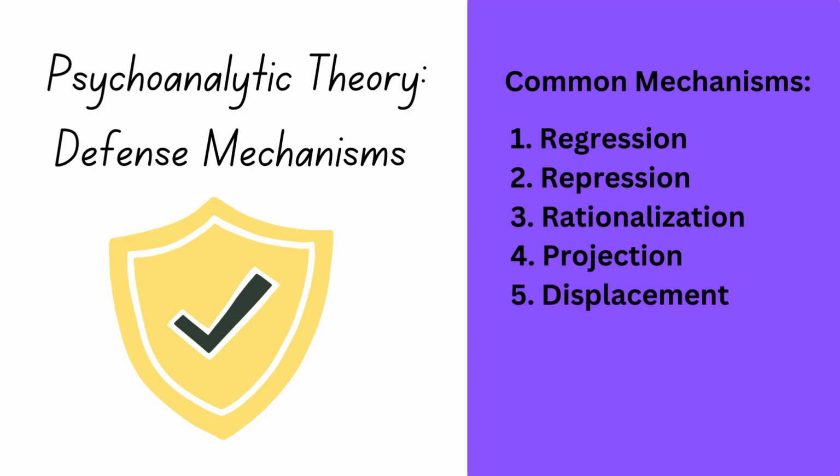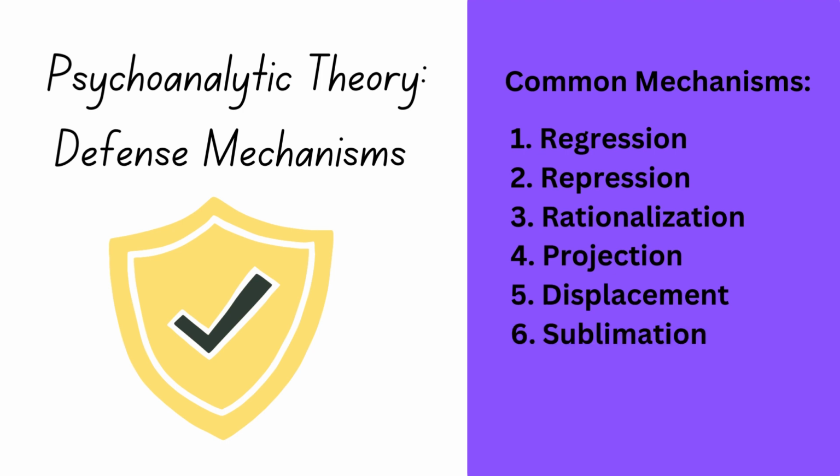Displacement. Displacement occurs when we redirect our emotions, usually negative or aggressive ones, from their original source onto a less threatening target. It allows us to release our emotions in a safer way. For instance, after a frustrating day at work, someone might come home and take out their anger on a family member or engage in an intense workout session.